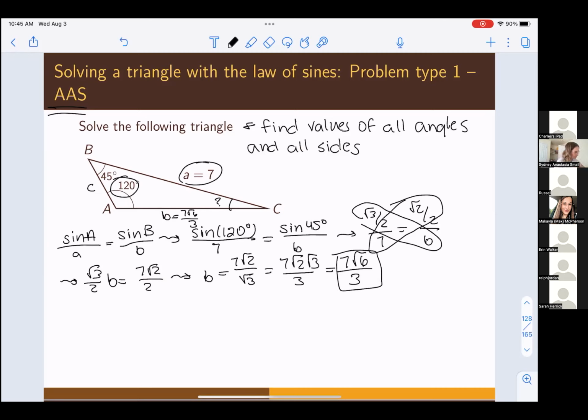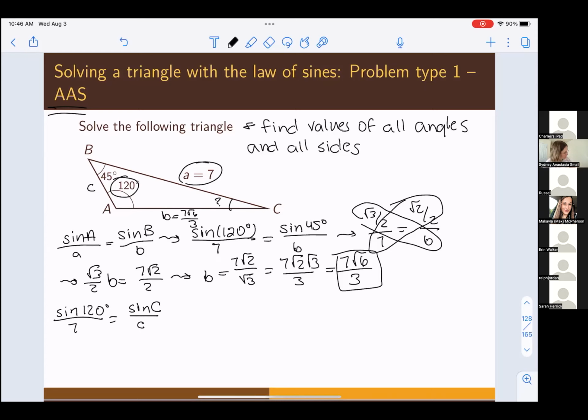Beautiful. Okay, now I have my side A, side B. I'm also going to use the law of sines to solve for side C because we still know our opposing angle side pair. We still know angle A and side A, but we don't know angle C or side C. Shoot, so all we have right now is sine of 120 degrees over 7 equals sine of angle C over side C. We don't know either of those. So are we stuck? Are we done?